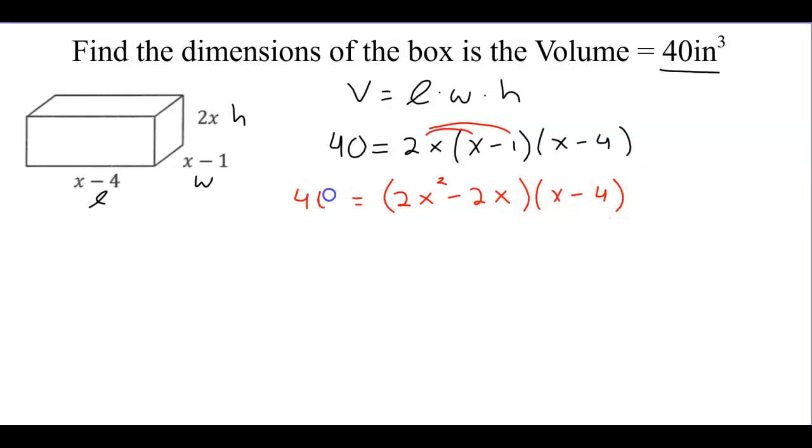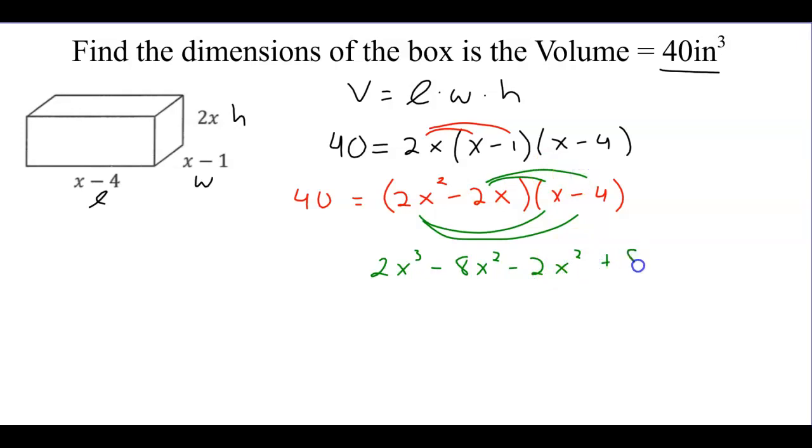So if we FOIL out the right side here, we get 2x cubed minus 8x squared. And then distribute the middle two terms here, we'd get minus 2x squared plus 8x. This whole thing equals 40. And we can combine our like terms here, so we get 2x cubed, and then negative 8x squared minus 2x squared would be negative 10x squared plus 8x. And I'm going to go ahead and subtract this 40 over to the right side. So now we're equal to 0.